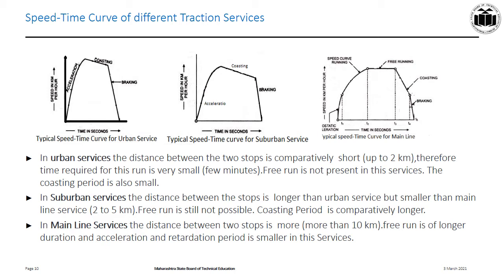In suburban services, the distance between the stops is longer than the urban services but smaller than the mainline service. Here also free run is not possible and coasting period is comparatively longer. In mainline services, the distance between the stops is more and therefore free run is of longer duration and acceleration and retardation period is smaller in this service.